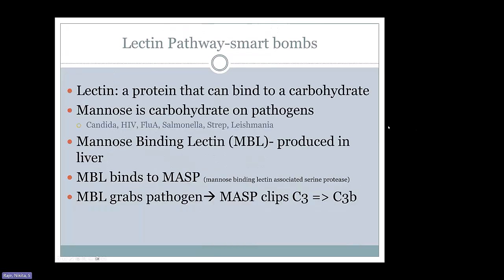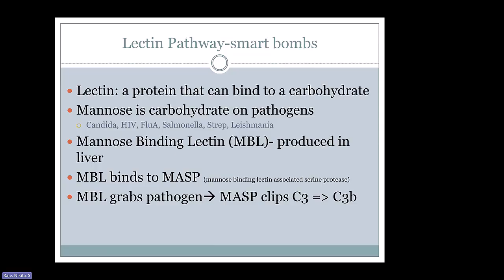The second one is the lectin pathway. So remember, the alternative pathway is like grenades. C3b is continuously being cleaved, and C3b can continue to fall like grenades and pick up any of those amino or hydroxyl groups. Lectin pathway, not so much. These are smart bombs, right?